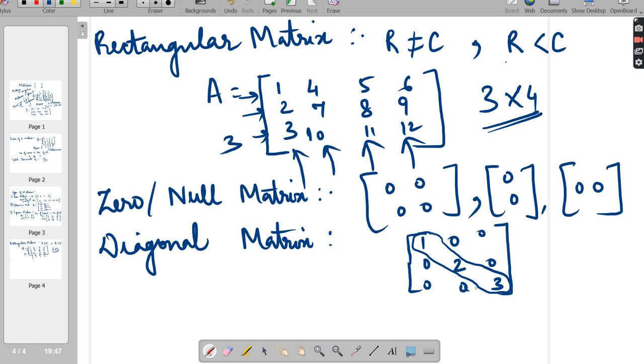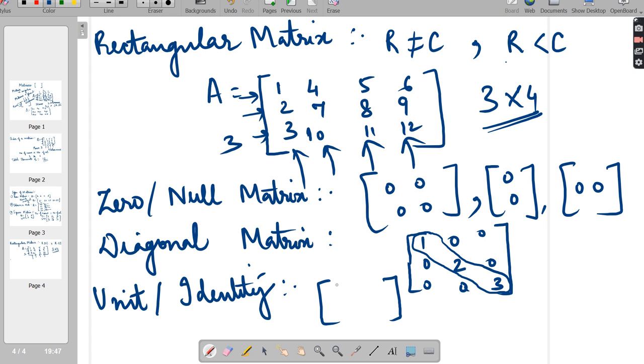And the last one is your unit or identity matrix. Here what the thing is, in the diagonal you will only have one value. Rest of the places will be filled with zeros. So unit or identity matrix means the diagonal elements are always 1. Means any matrix where you see the diagonal elements have only one filled there and the rest of the places are filled with zeros, then such type of matrix is known as your unit or identity matrix.